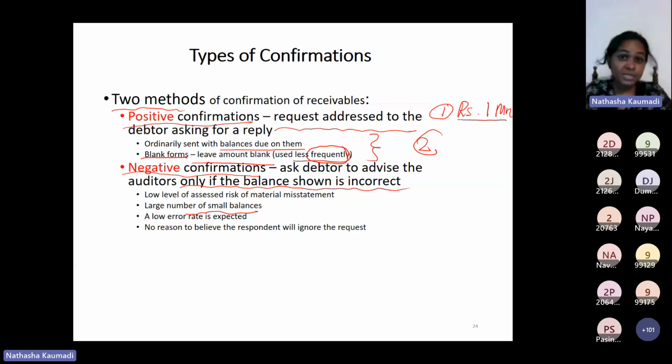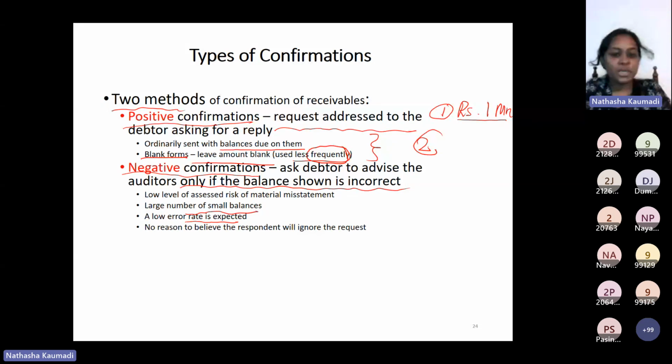Now, by practice, with the past history, these debtors are replying to these debtor confirmations, and they will not reply only if they really agree with the balance, not because they are not concerned or lazy, not because they have not received it. In other countries this might be the case, I don't know. They refrain from sending the reply because they really agree with the balances. So a low error rate is expected.